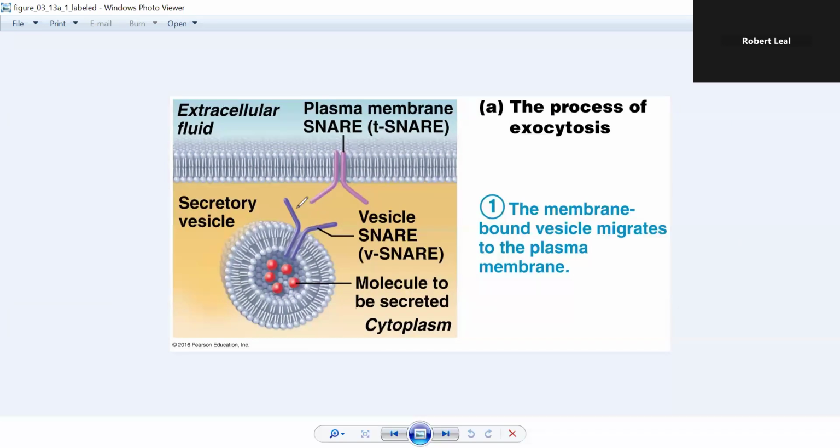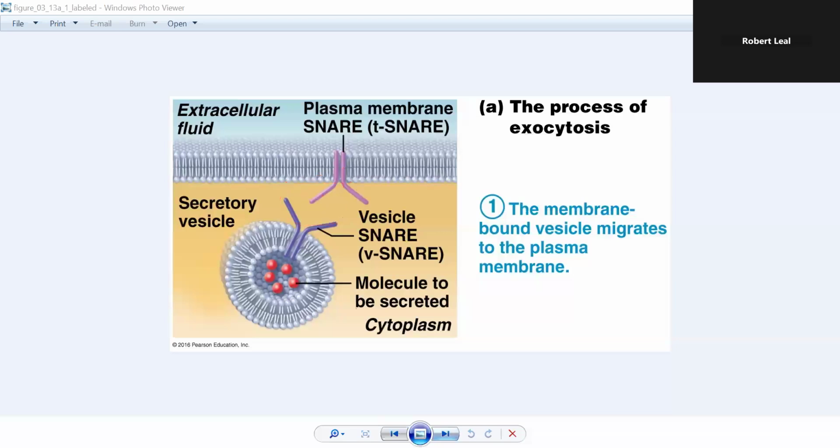So this protein is going to bind to proteins from this vesicle to the protein in the membrane, kind of like a key to a lock, they have to fit perfectly together. And that typically is how it's guided to where it needs to go.